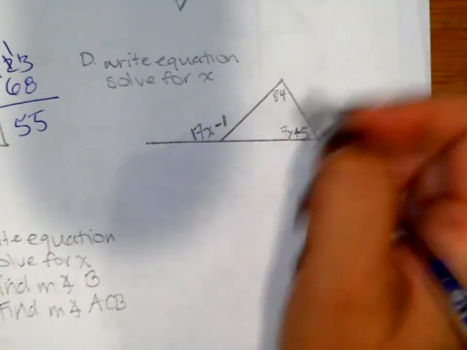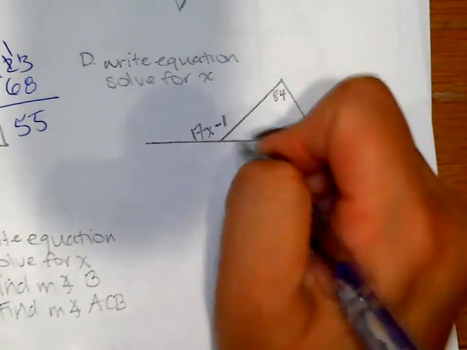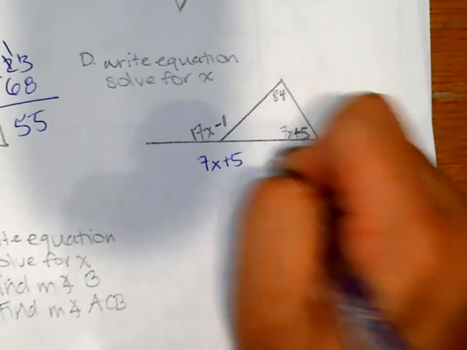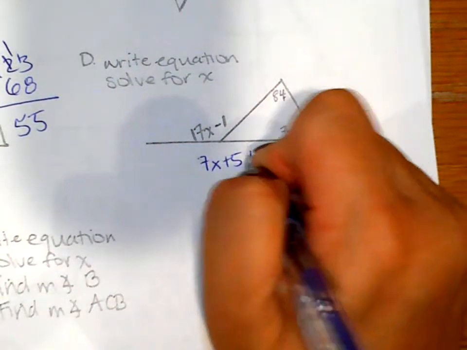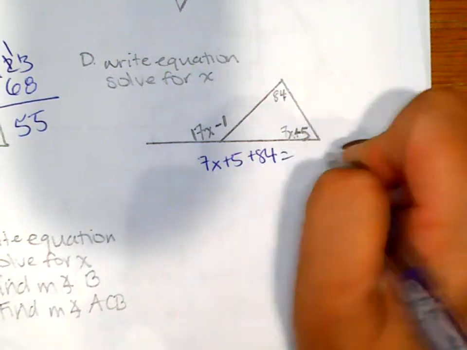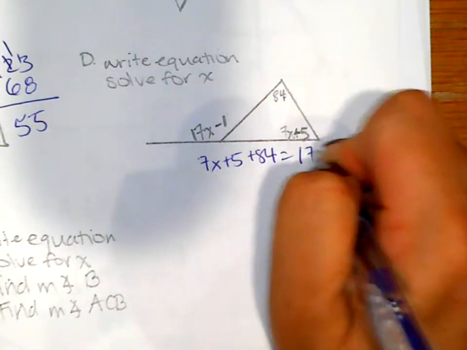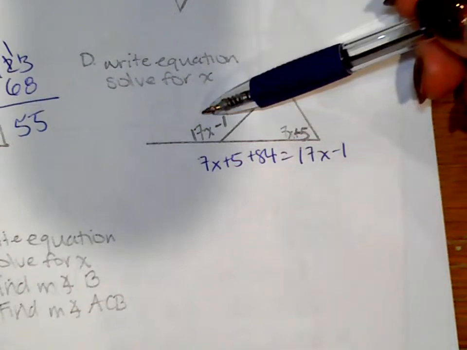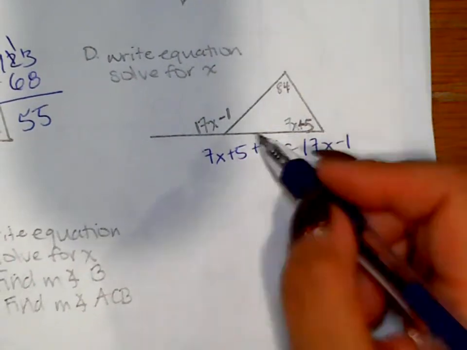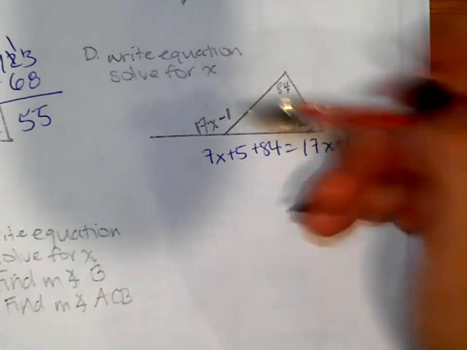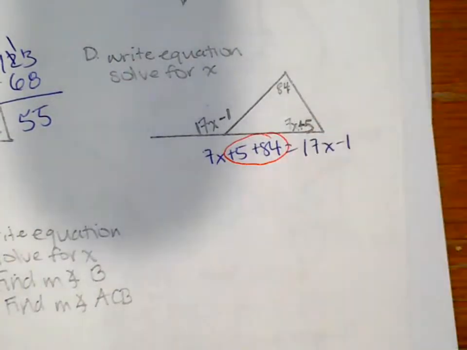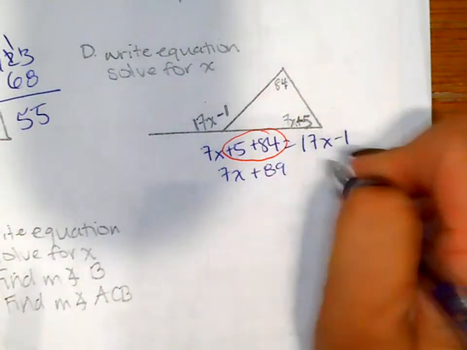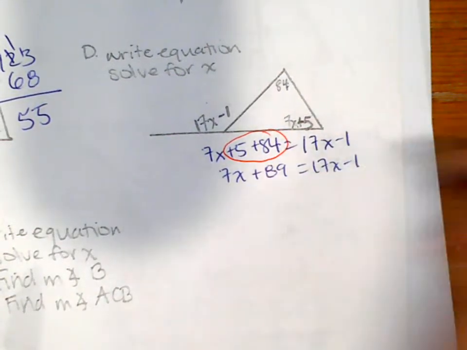So your equation looks like this: 7x plus 5, this plus 84, equals 17x minus 1. These two added together equal this guy on the outside. Combine like terms. On this side, it's right there. So I get 7x plus 89 equals 17x minus 1.